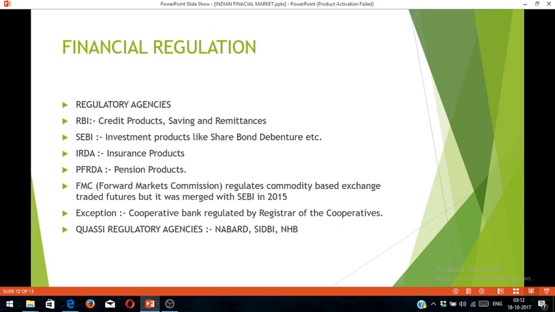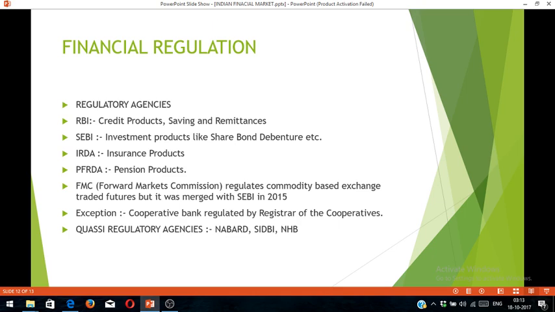If you talk about IRDA, meaning Insurance Regulatory and Development Authority, IRDA mainly controls the insurance products. Insurance products may be life insurance products or general insurance products. So whatever rules and regulations have been framed for selling insurance products, these all are regulated by IRDA, the Insurance Regulatory and Development Authority. Fifth one is your PFRDA, meaning Pension Fund Regulatory and Development Authority.